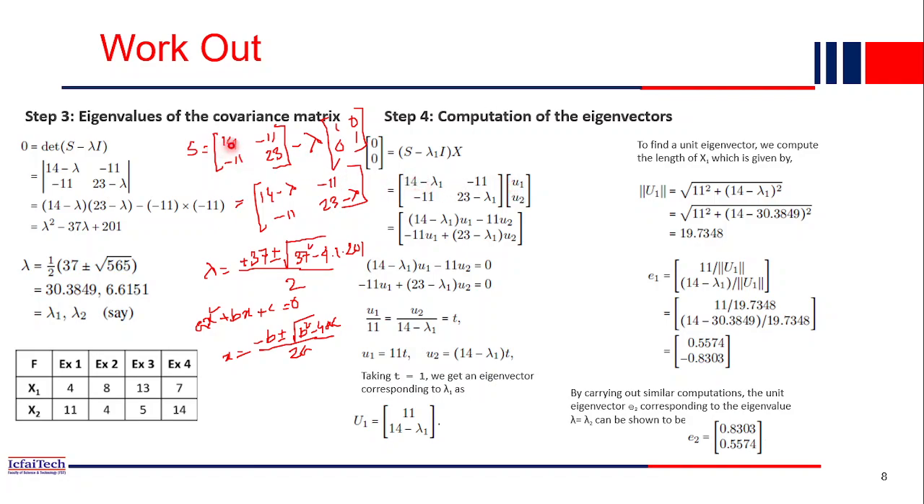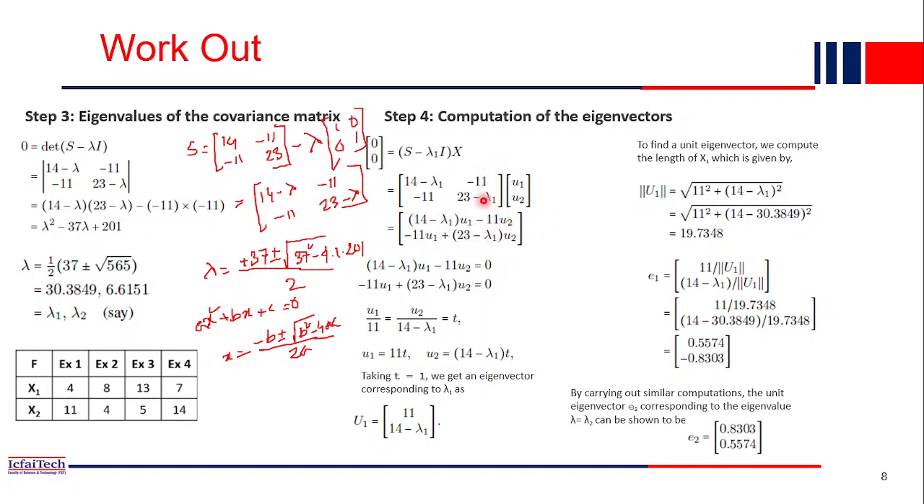So we have the S matrix, which is 14, minus 11, minus 11, 23. So 14 minus lambda I, where I is the identity matrix. Same process, right? So we get 14 minus lambda, minus 11, and 23 minus lambda, and this is the u1 and u2 we have to calculate. Now this is simply matrix multiplication. You can do (14 minus lambda) into u1 minus 11 u2. Similarly minus 11 u1 plus (23 minus lambda) into u2. That is the simple multiplication.